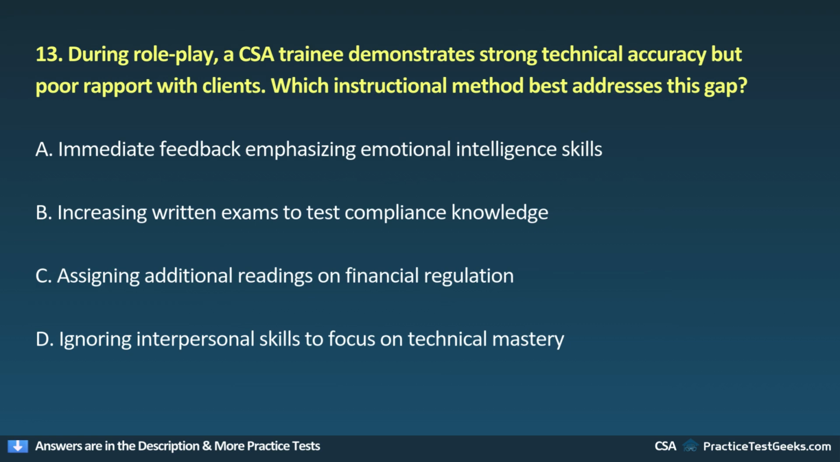13. During roleplay, a CSA trainee demonstrates strong technical accuracy but poor rapport with clients. Which instructional method best addresses this gap? A. Immediate feedback emphasizing emotional intelligence skills. B. Increasing written exams to test compliance knowledge. C. Assigning additional readings on financial regulation. D. Ignoring interpersonal skills to focus on technical mastery.